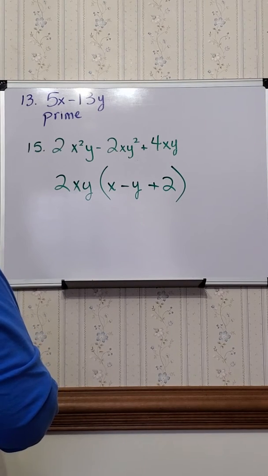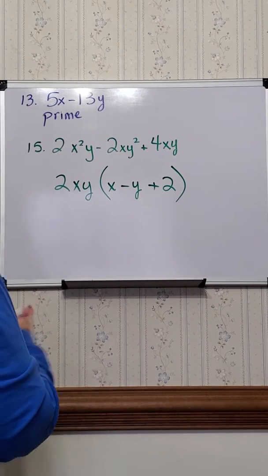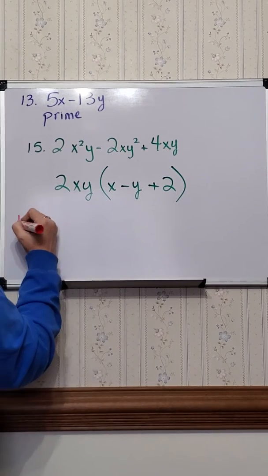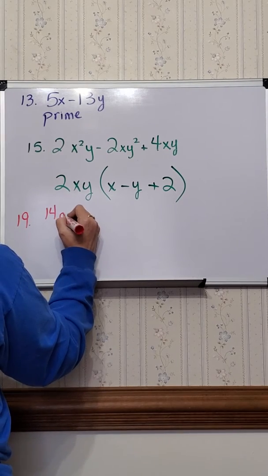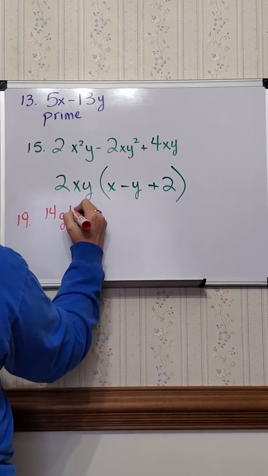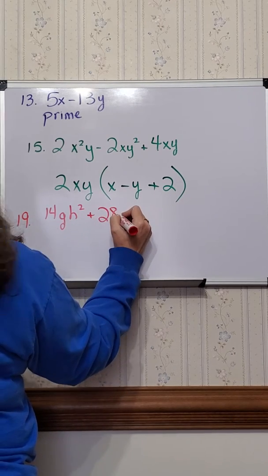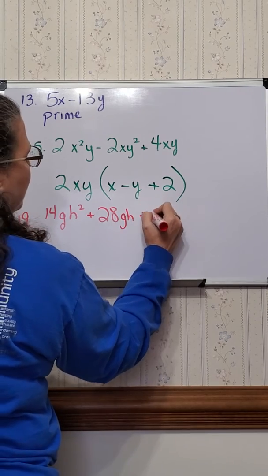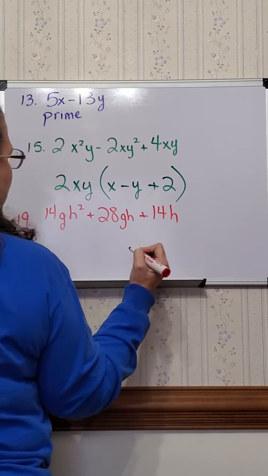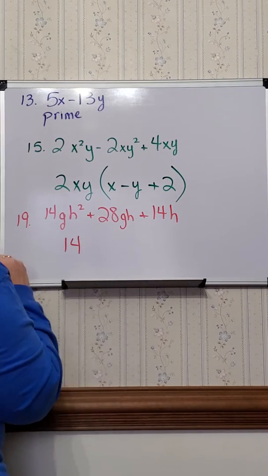So let's go down and do one more. Let's try, I think we'll do 2 more. Let's go ahead and do 19. So I've got 14GH squared plus 28GH plus 14H. Well, number-wise, I know I can pull 14 out.